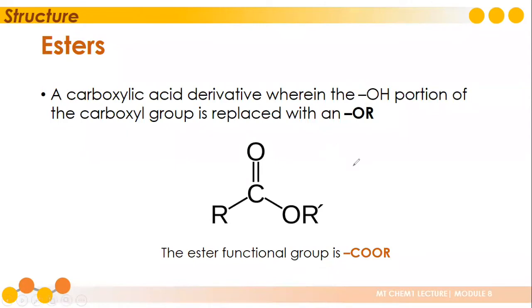As you can see, if we compare it with carboxylic acid, which is C double bonded to O with an OH bonded to it, we can see that the hydroxyl group is replaced with an OR group, wherein R is the rest of the group. So it can be an alkyl, acyl, or an aromatic group.